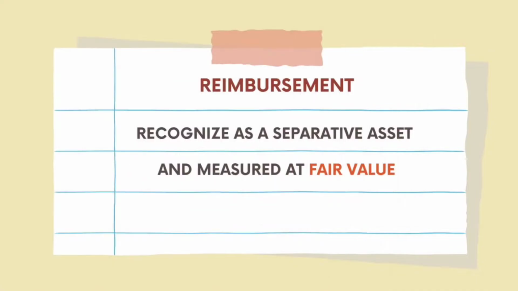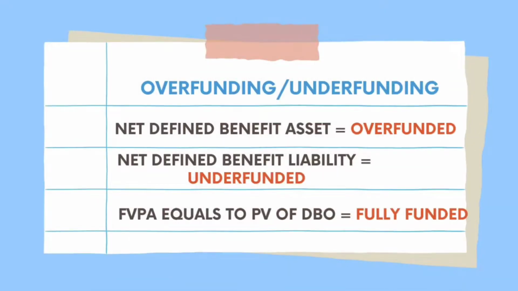Now, let's proceed to reimbursement. If it is virtually certain, the company recognizes it as a separate asset and measures it at fair value. Next is overfunding or underfunding. When there is a net defined benefit asset, the plan is overfunded. When there is a net defined benefit liability, it is underfunded. And when the fair value of plan assets equals the present value of the defined benefit obligation, it is fully funded.